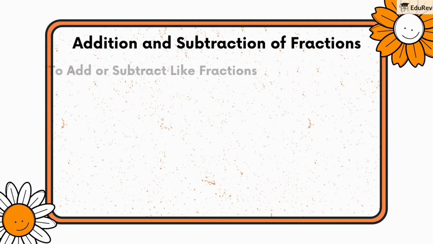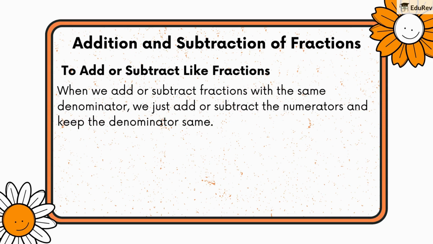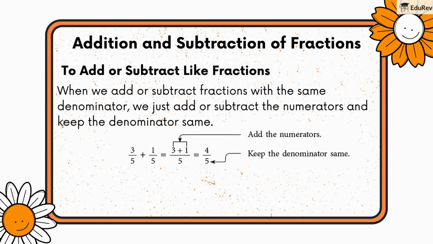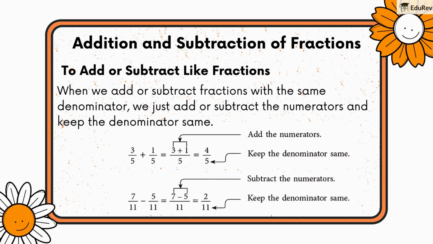Let's look at addition and subtraction of fractions. Firstly, we will discuss how to add or subtract like fractions, that is, fractions with the same denominator. When we add or subtract fractions with the same denominator, we just add or subtract the numerators and keep the denominator the same. For example, let's add 3 by 5 and 1 by 5. Here, 3 plus 1 is equal to 4. The denominator will remain 5 and the answer will be 4 by 5. Similarly, subtracting 5 by 11 from 7 by 11, we will get 2 by 11.